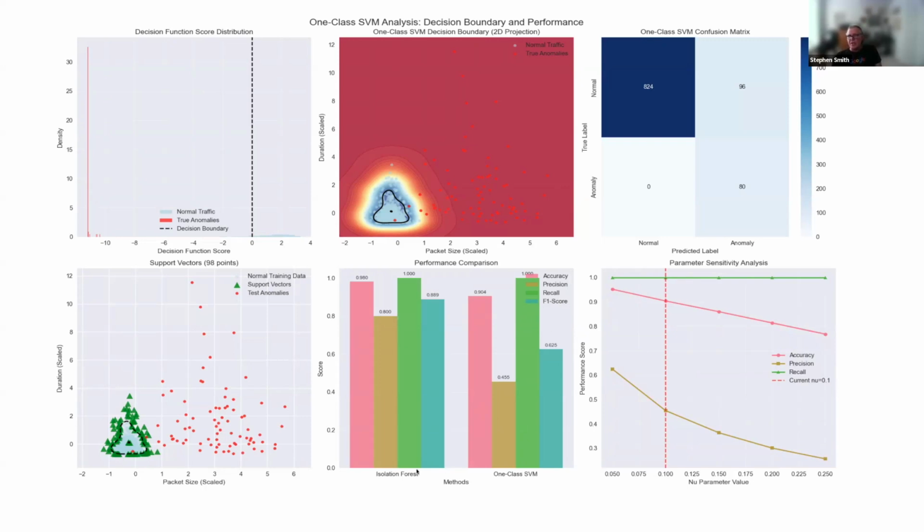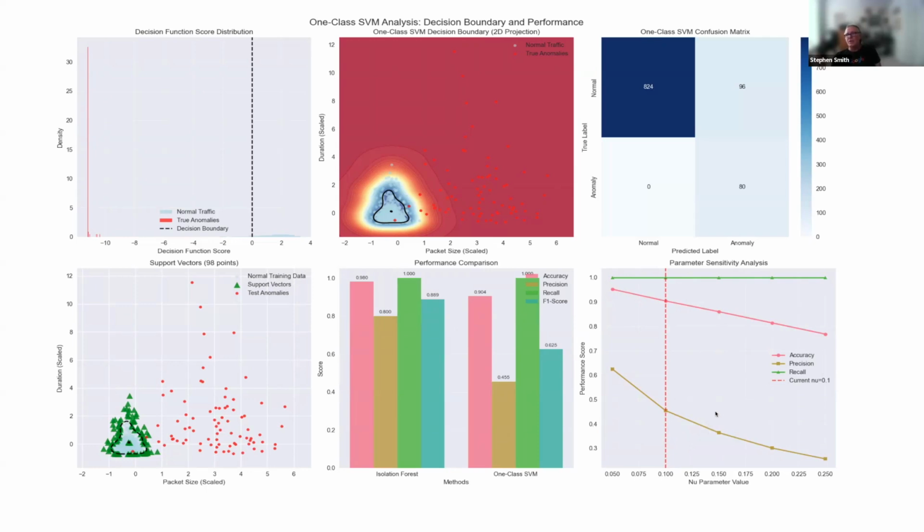So what this tells me, isolation forest has an F1 score of 0.889. If I look at precision and recall, they're pretty good, 0.1. And then that to me is better because the precision is a lot worse, right? Precision over here, versus isolation forest. And then this is parameter sensitivity analysis.